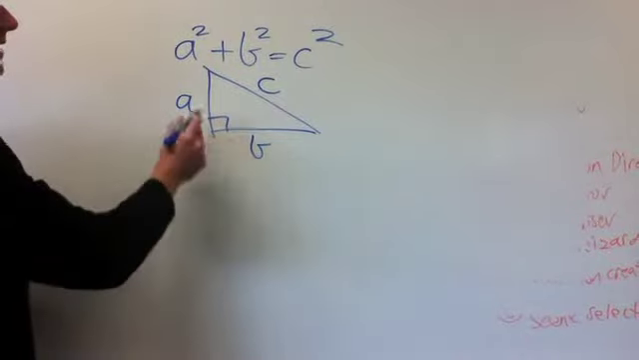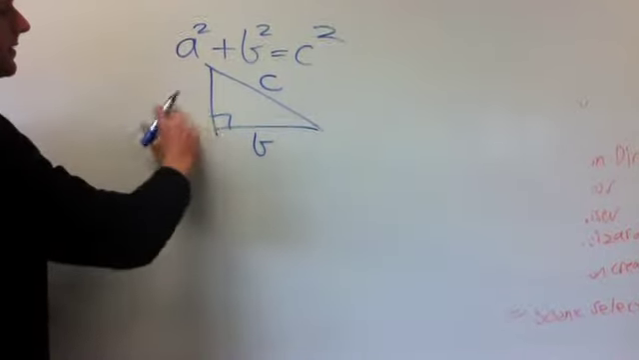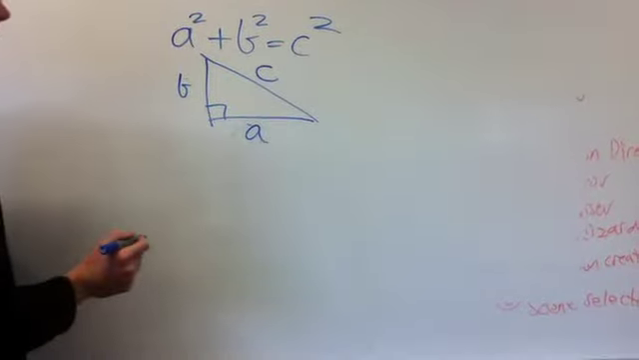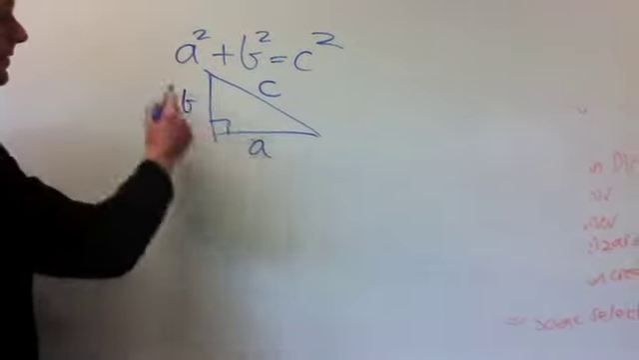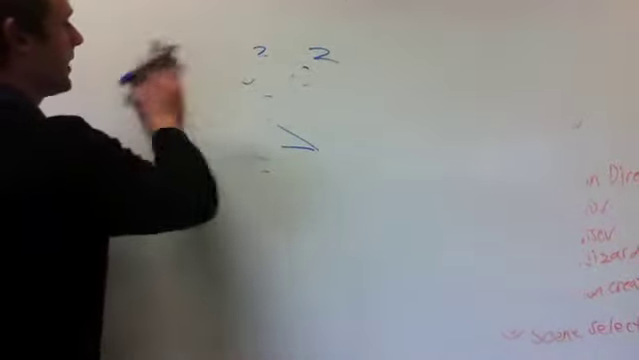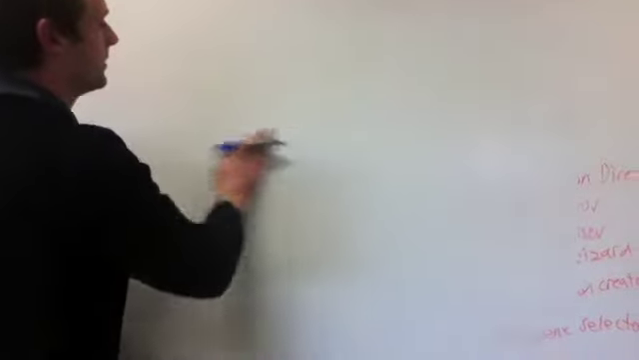It doesn't matter which one's a and which one's b. This one could be b, this one could be a, it doesn't matter. Either way, you can label them a and b. Okay, this is great if you're calculating the long side.